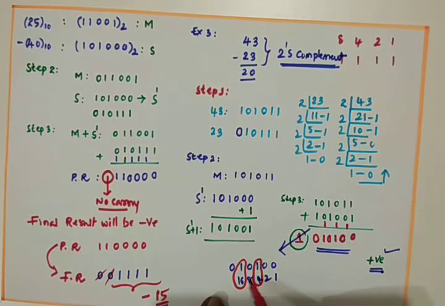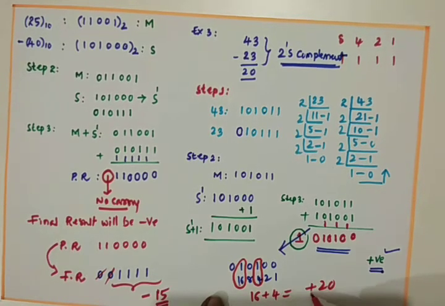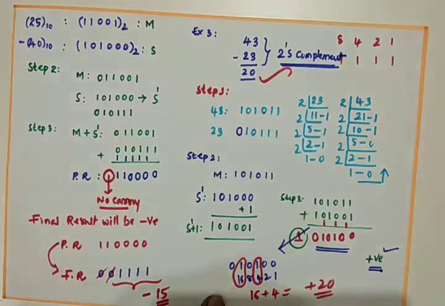So this is 0 into 8, 0; 2 into 0 is also 0. That is 16 plus 4, how much? 16 plus 4 will be 20. Plus 20, we got the answer.